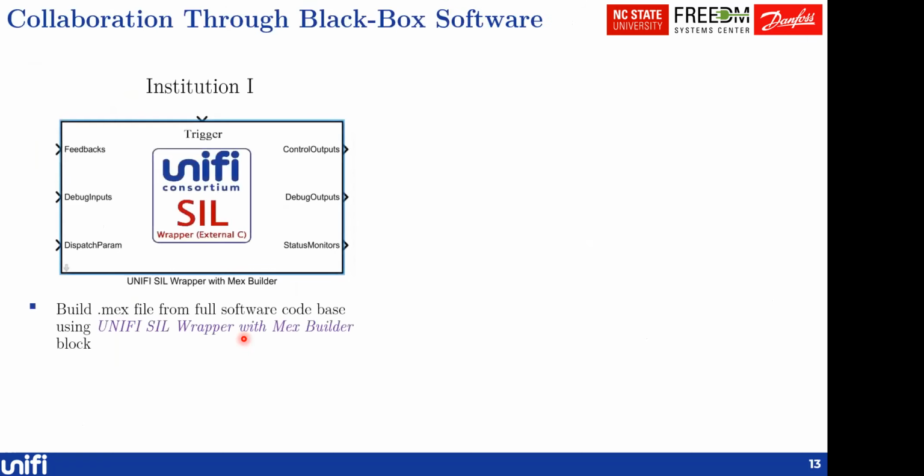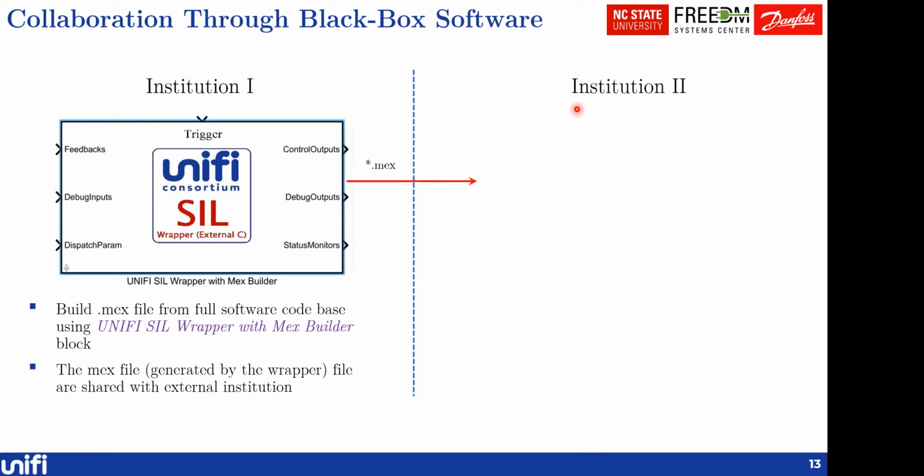Now, to reiterate how the black box software sharing can happen. Let's say you are in institution 1 and you want to share your own control software with an outside institution, institution 2, as a black box software. What you do is use the first block, which looks like this. As you can see, it says external C. You use your code base and these blocks to create the MEX file. Once you have that, you share that MEX file with institution 2. You basically send them that binary executable file, or .mex file.